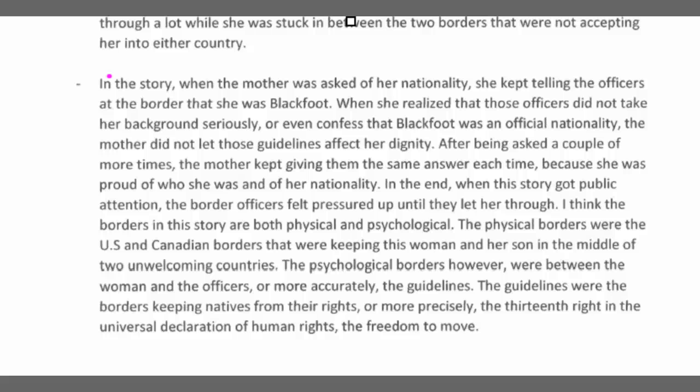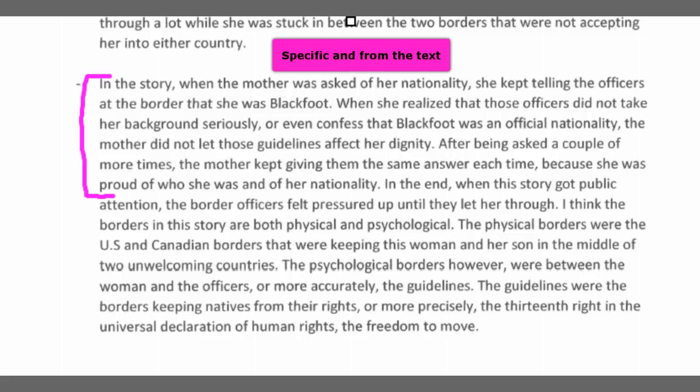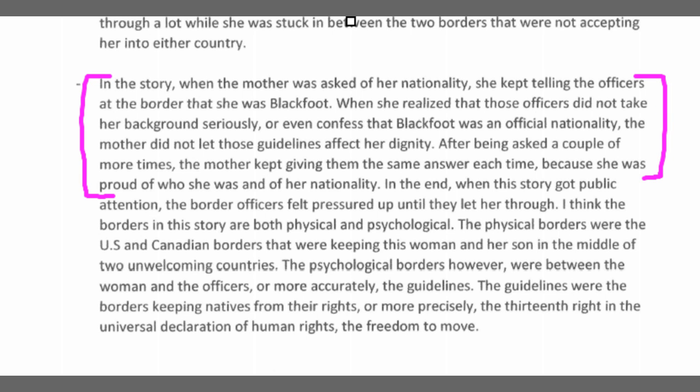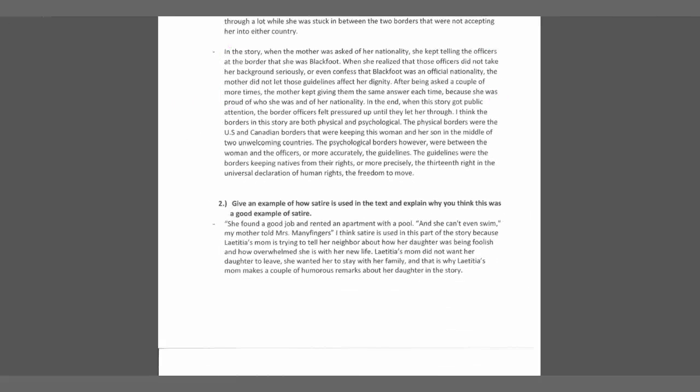This particular part of the response is particularly effective because this detail is specific and it is from the text and it does back up this person's statement or position from early on. That's one example of what an SER response may look like.